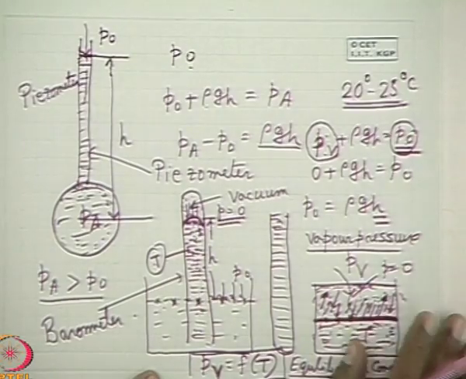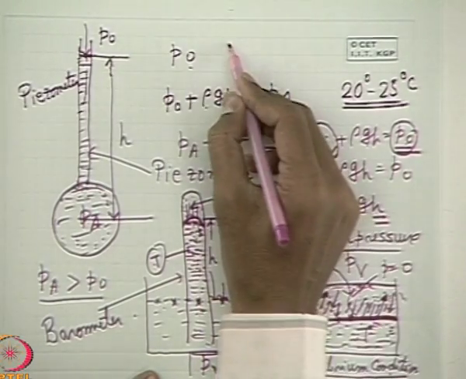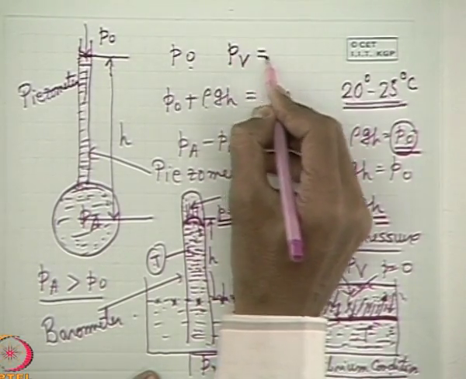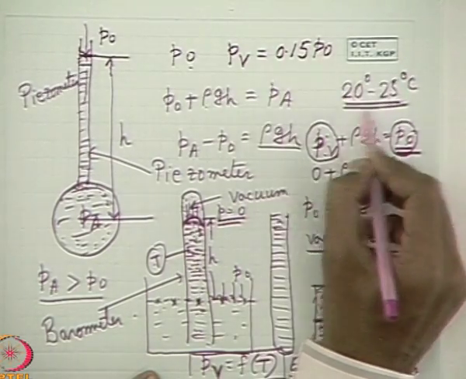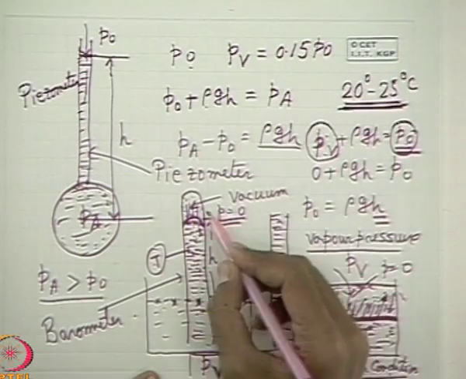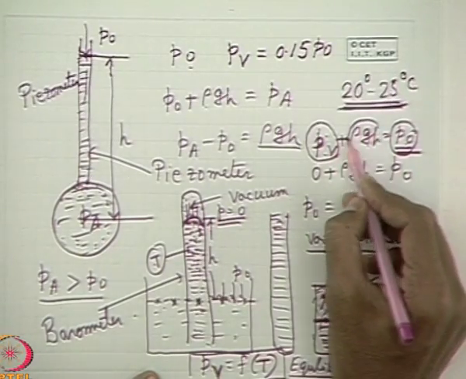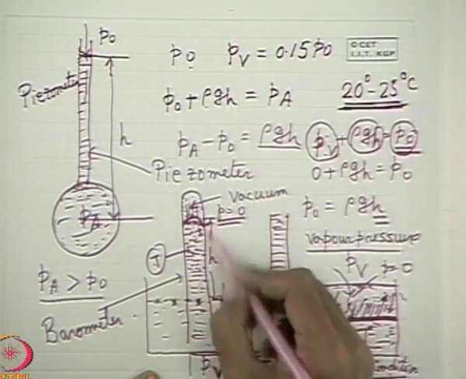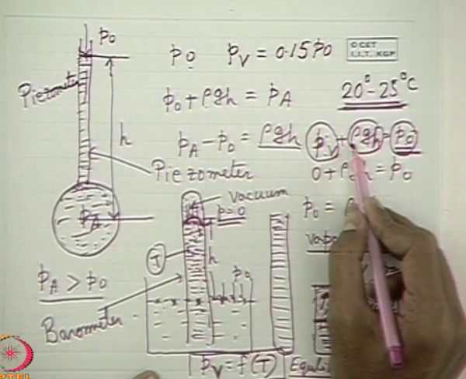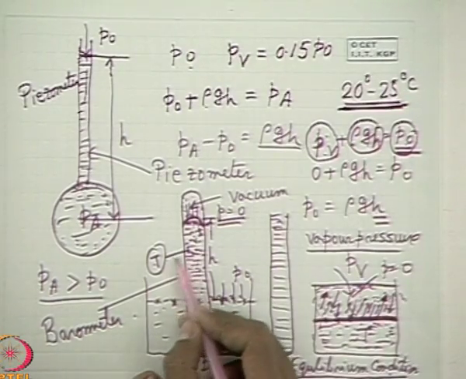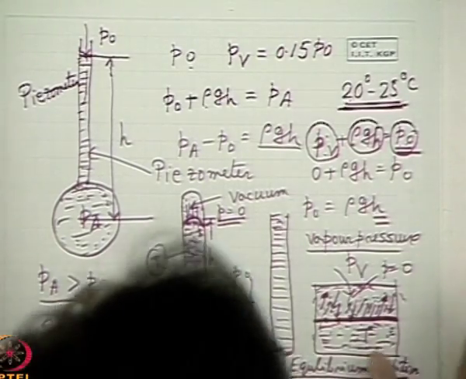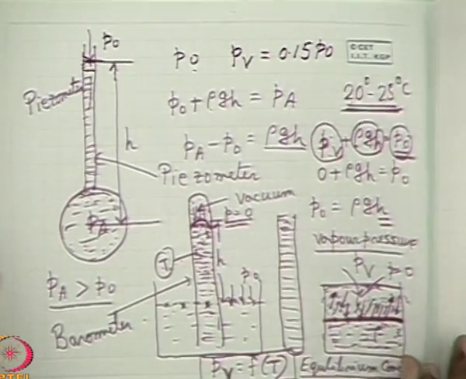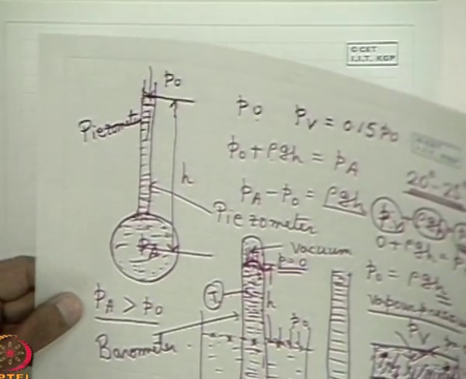It is sometimes 0.15 times the local atmospheric pressure. PV for mercury is 0.15 times the local atmospheric pressure at this range of temperature. So we can neglect this PV and simply from the measurement of this height, multiply with rho, the density of the mercury at the existing temperature, we can find out the local atmospheric pressure. Okay, this is simple and you have read it at school level.